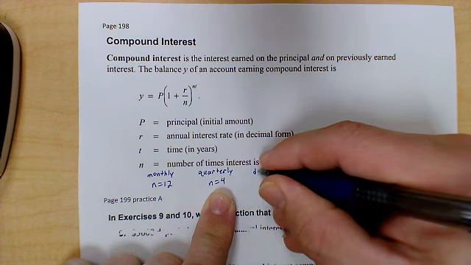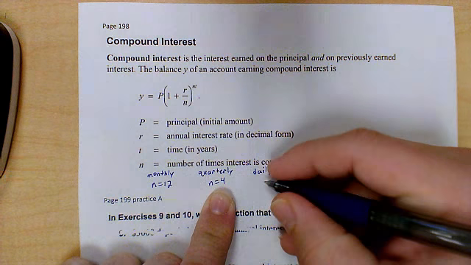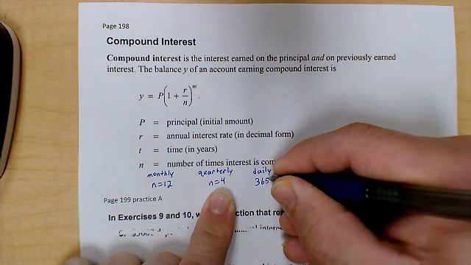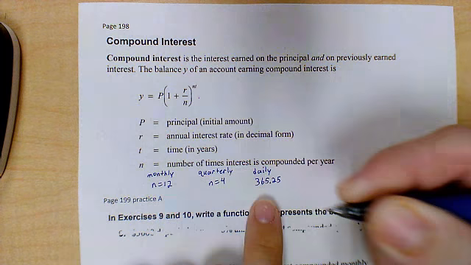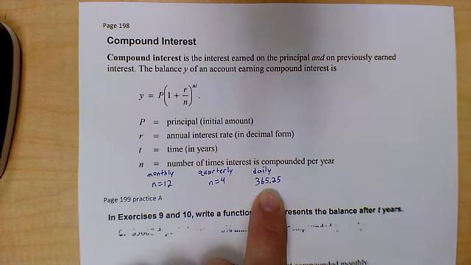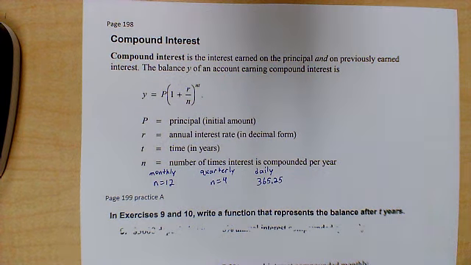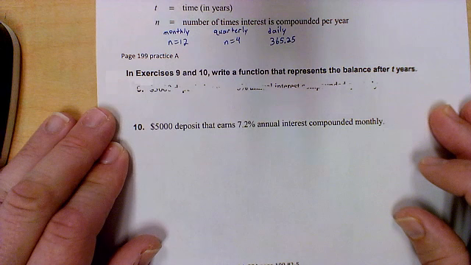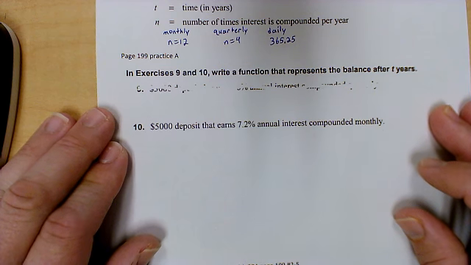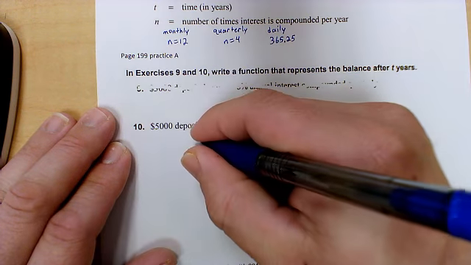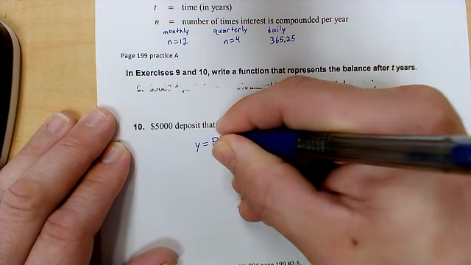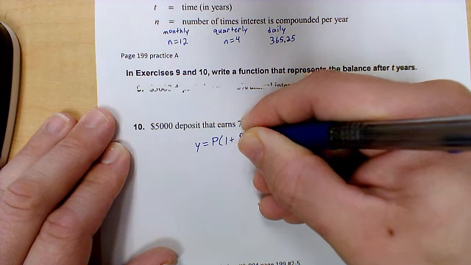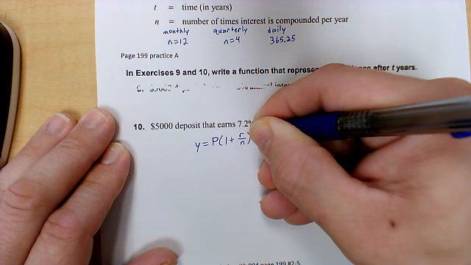And another popular one is daily. That would be 365.25. If you're wondering about the 0.25, that's because of leap years. All right, I'm going to go ahead and use this formula now that you should either write down or be looking at on page 198 to answer number 10, which I'm going to write that formula down. Y equals P times 1 plus R over N raised to the N times T.